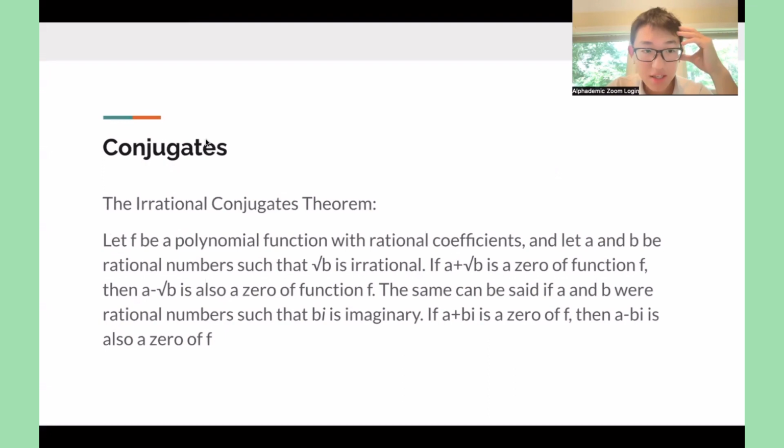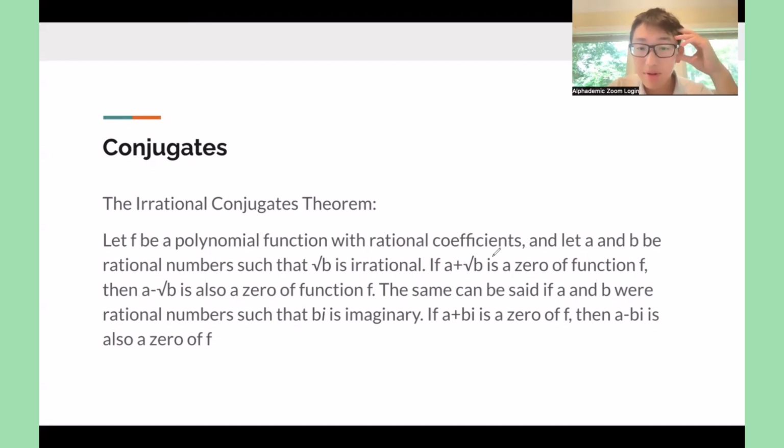So conjugates, this is the irrational conjugates theorem. I'll just quickly read it. Let f be a polynomial function with rational coefficients, and let a and b be rational numbers such that root b is irrational, meaning that it cannot be further simplified. So for example, b could be something like 5 or 15. When it is square rooted, it can't be simplified any further. For example, if b was 4, that wouldn't work because it could simplify to 2.